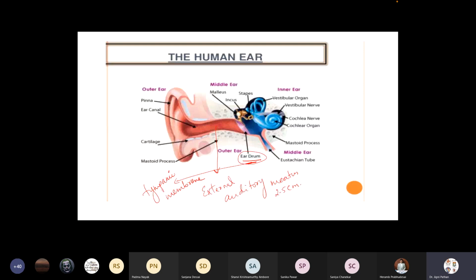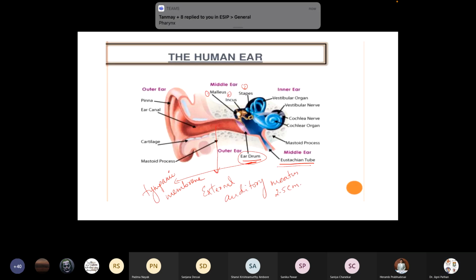Then comes the middle ear. Middle ear you have malleus, incus, and stapes. In the middle ear there is also a eustachian tube. Eustachian tube connects to where? One side it is connected to ear. So when you put ear drops, do you find that smell or that taste in your throat? Pharynx. Very good. It is connected to pharynx. Is it clear?